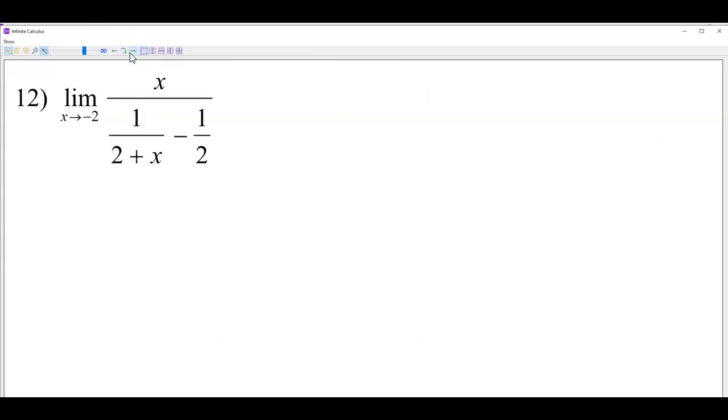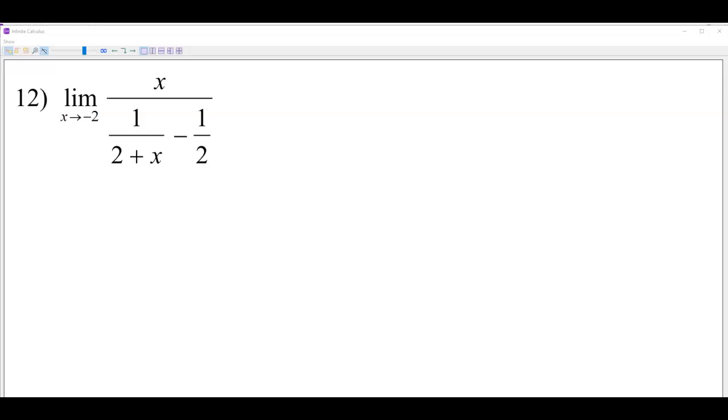Number 12, this is what's known as a complex fraction. Once again, direct substitution is going to cause a problem for us. If I were to plug in negative 2 to the top, I get negative 2. And if I were to plug in negative 2 here, I would end up with 1 over 0 minus 1/2, and that's not possible. And so that's an undefined expression. So once again, direct substitution fails us, so we have to solve it another way.